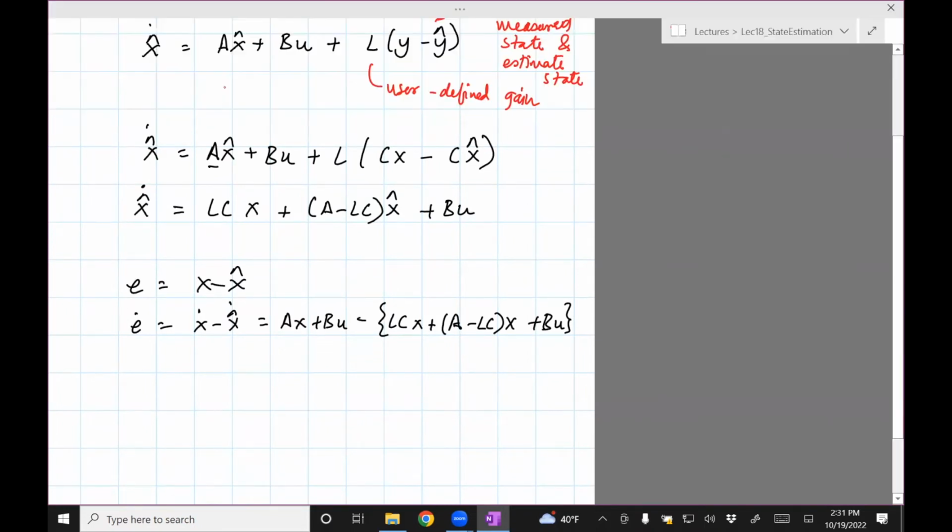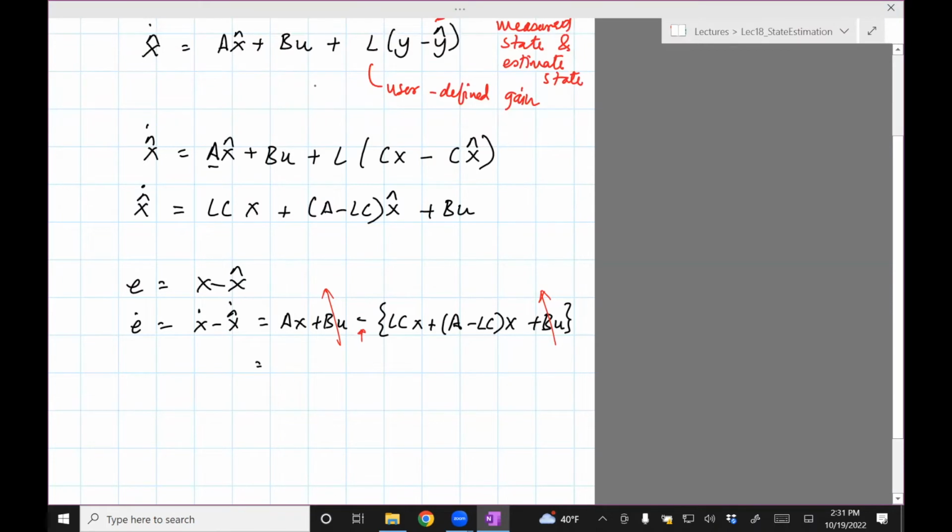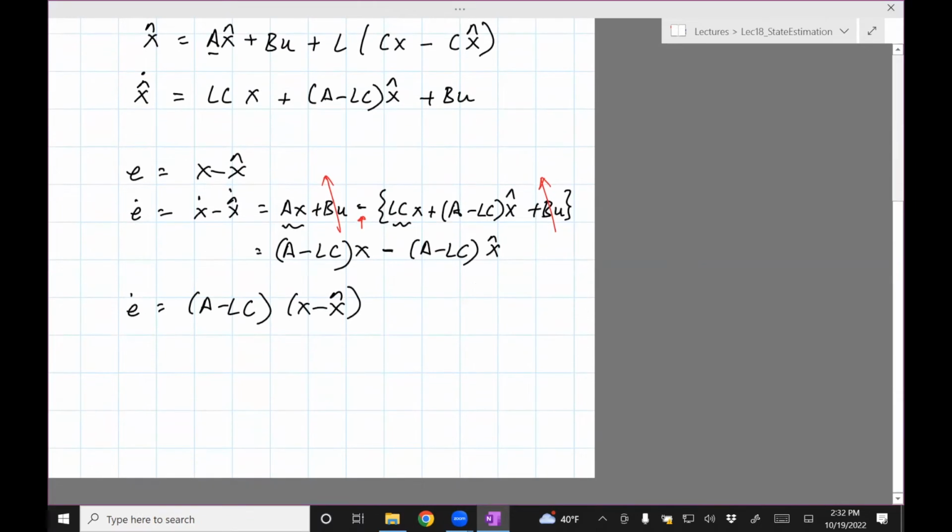Okay, now what we can do is this B U will cancel with this B U because of the negative sign. And then we can club this A X with this L C X. And so we'll have A minus L C times X. And then we have minus A minus L C times X hat. Okay, so the error dot equals A minus L C times (X minus X hat), which is E dot equals A minus L C times E.